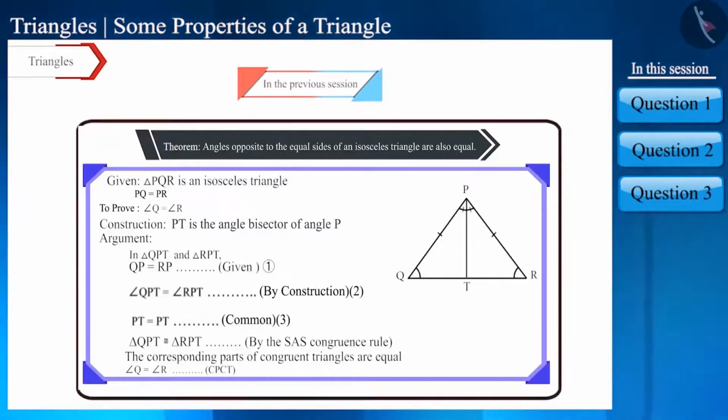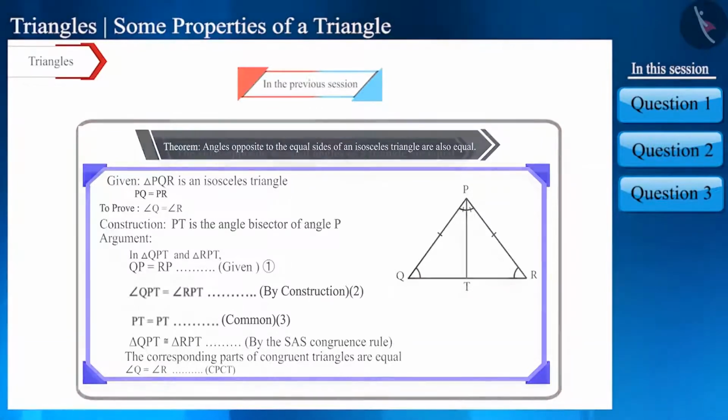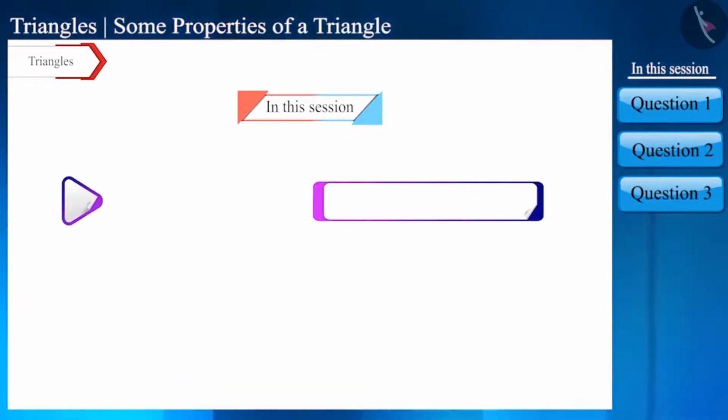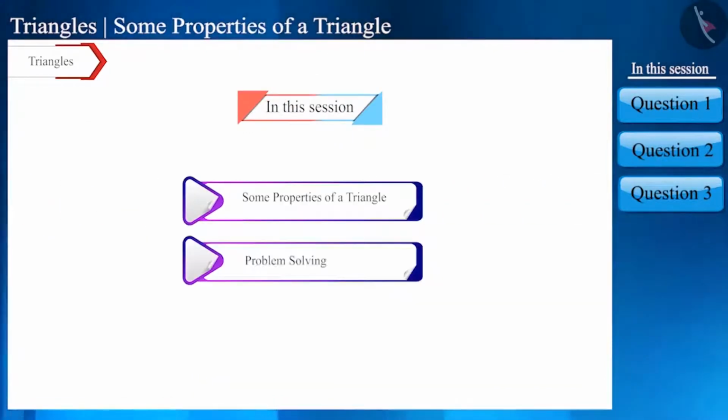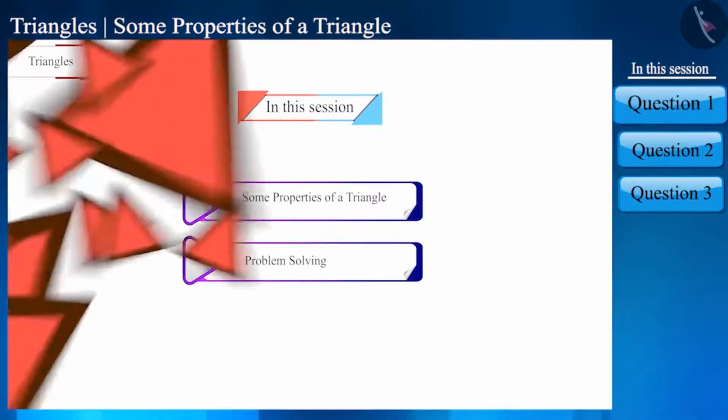In the previous video, we discussed some properties of a triangle. Today we will solve a few questions based on it. Let's start with the first question.